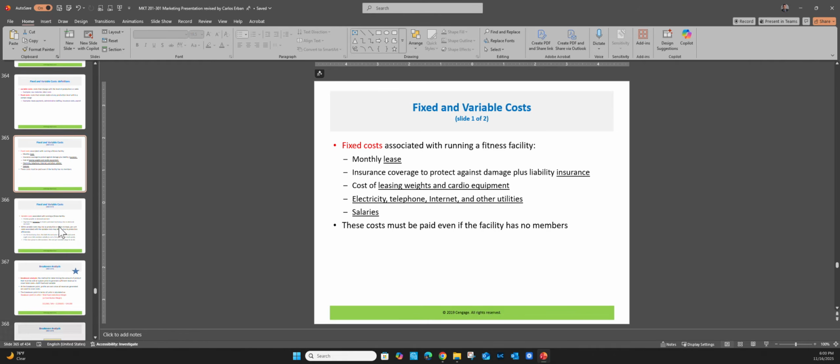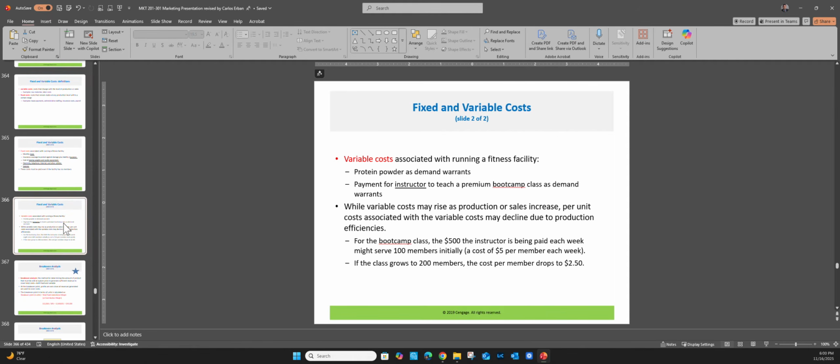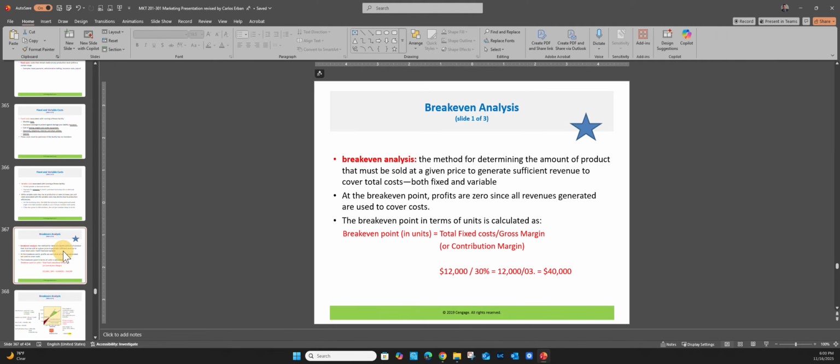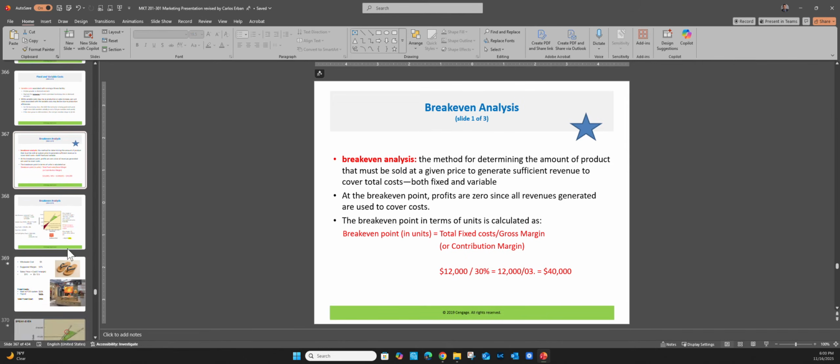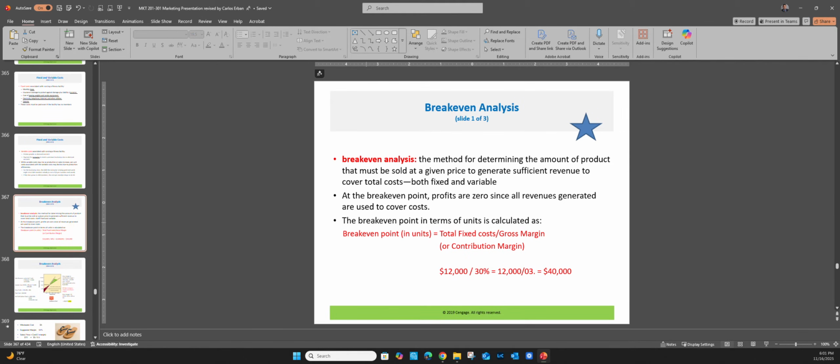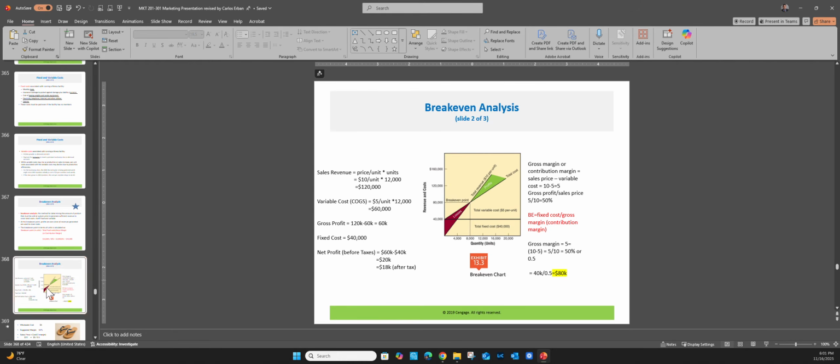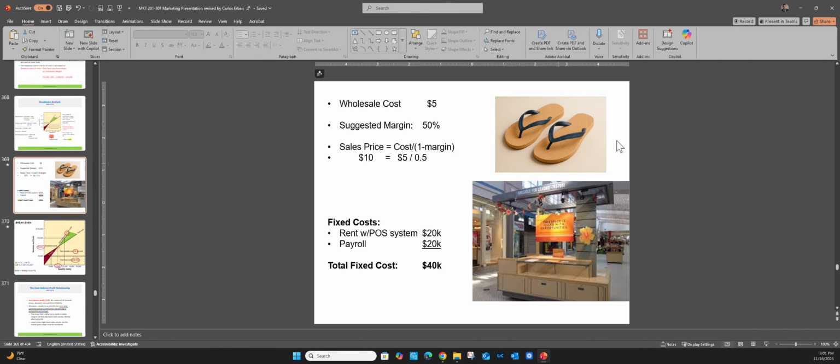So why are these so important? This is an example of a fitness facility, but I want to use a different example. What we want to figure out is, what is our break even? Break even is a method to figure out how much we need to sell to cover our fixed costs or overhead. So we have this curve, but I designed an easier visual to understand.